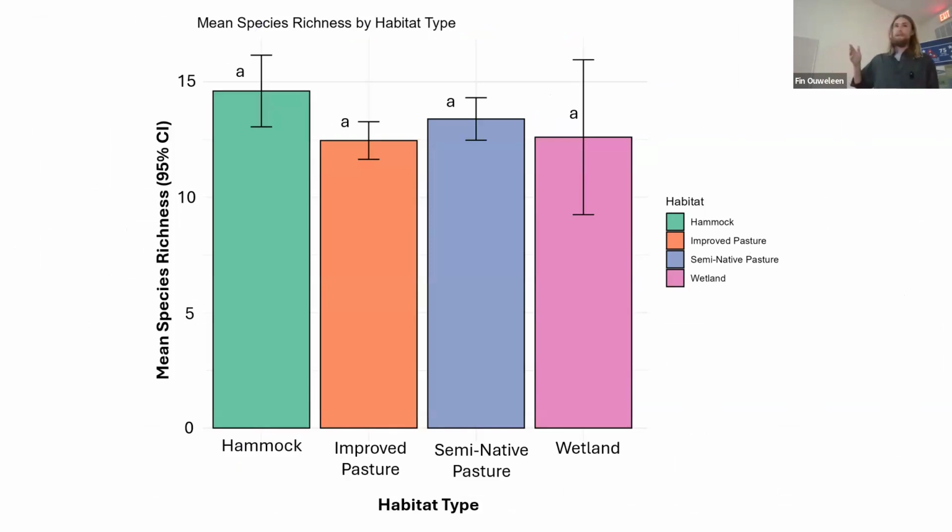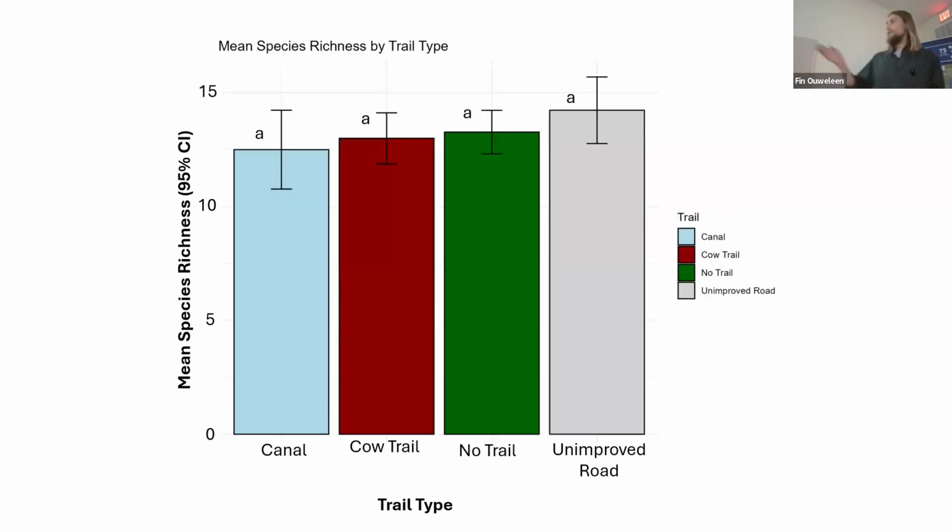Now we started using a generalized linear mixed effects model to clump the cameras by habitat type to look at the species richness. So on the x-axis here, we just have those 4 habitat types I was talking about earlier. And then we have on the y-axis, the mean species richness. The takeaway from this is that there's not a significant difference. So no matter the habitat type, the cameras are seeing roughly the same number of species. Similarly, when you group it by trail type, the cameras are seeing roughly the same number of species.